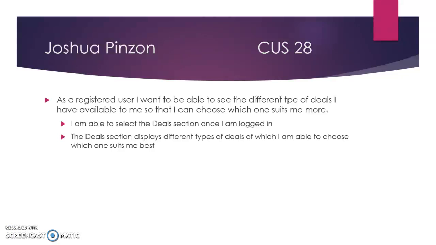As a registered user, I want to be able to see the different types of deals I have available to me so that I can choose which one suits me more. I am able to select the Deals section once I am logged in, and the Deals section displays different types of deals of which I am able to choose which one suits me best.